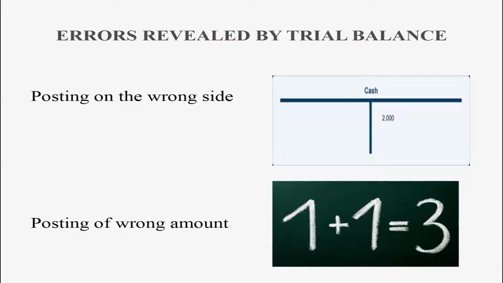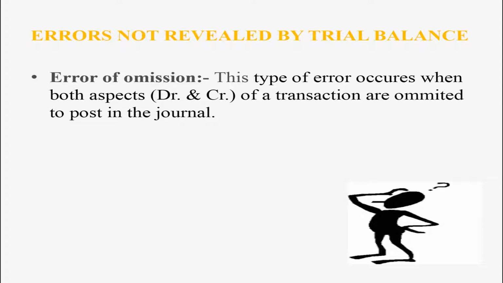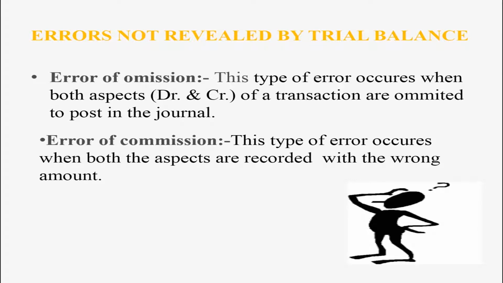It is a problematic situation when some errors are not revealed by trial balance. Some of those errors are errors of omission. This type of error occurs when both aspects, debit and credit, of a transaction are omitted to be posted in the journal. If the transaction is omitted to be posted in the journal, then that will not appear in the ledger and as a result that will not be included in the trial balance. Next one is error of commission. This type of error occurs when both the aspects are recorded with the wrong amount. For example, a cash sale of $10,000 is recorded with $1,000 in both the aspects.